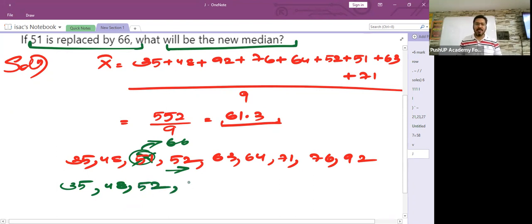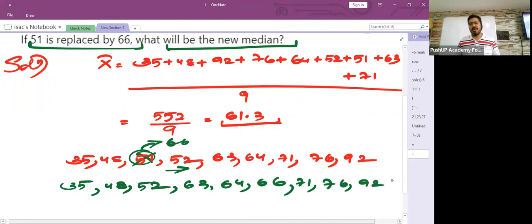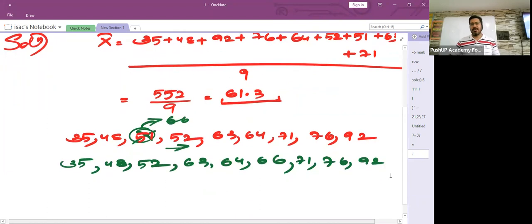So first I'll write 52, then I'll write 63. Then I'll write 64, and then I will write 66, because the number 66 is greater when compared to 52, 63, and 64, isn't it? Now, after writing 66, you can write down the remaining three numbers, which are 71, 76, and 92. Okay. Now find the median value.